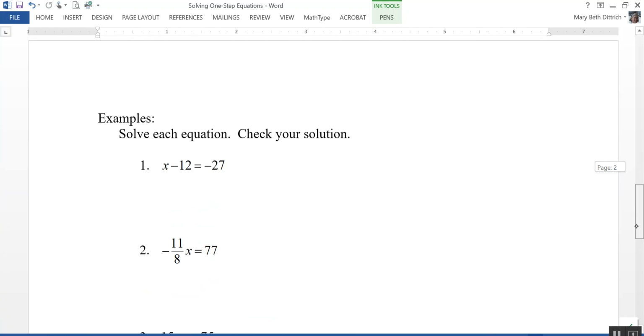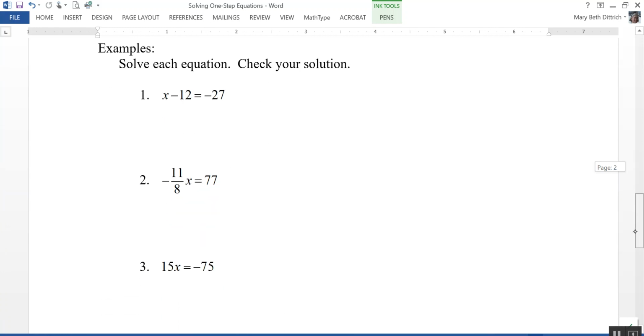We need to solve each equation, and then we're going to do a check of our solution. So my first one says x minus 12 equals negative 27. So what is happening to x? X is being subtracted by 12. So I want to undo subtracting 12 by adding 12, and I have to do that to both sides of the equal sign in order for the equation to stay equal on each side.